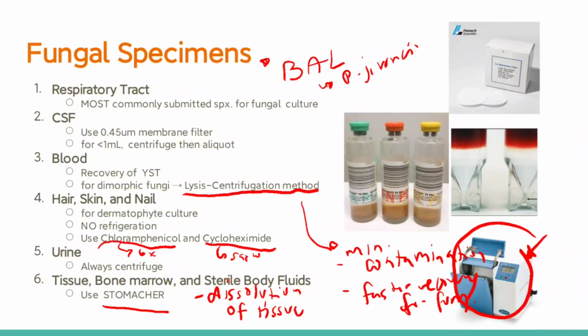So, let's go to the pictures. This one is the membrane filter for CSF. This is commonly called the Bactec, Bactec bottles for blood culture. This one is the lysis centrifugation method, to minimize bacterial contamination and for faster recovery of fungi. And then this last picture is the stomacher.